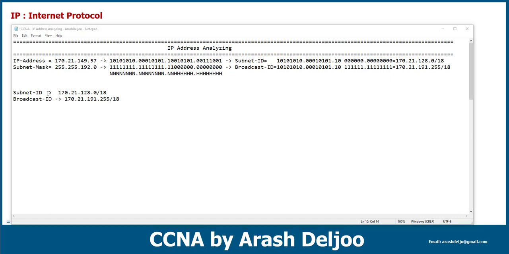Now we have found the subnet ID and also the broadcast ID. If you want to find the IP addresses usable in this subnet, the first IP after the subnet ID is the first usable IP.